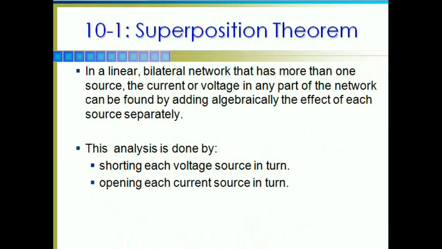So in a linear bilateral network that has more than one source, the current or voltage in any part of the network can be found by adding algebraically the effect of each source separately. What that means is we just short out the other source and act as if there's only one source, and we check both sides. This kind of analysis we're going to do either by shorting the voltage source, which we're generally going to do, or if we considered a current source, we would open the current source. We wouldn't allow it to have any direction.